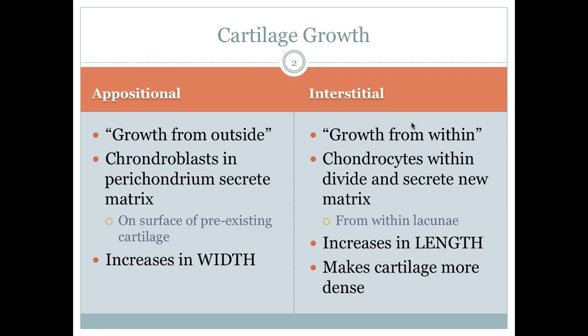from the inside. Interstitial, remember, means inside the tissue. And our chondrocytes within are going to divide and secrete new matrix. This is a little bit different, a more complicated process, which we'll discuss in the coming slides. They do this from within a lacuna. It's going to help to increase the cartilage in length, and it makes the cartilage more dense. So we're just packing more cartilage matrix into that same space.